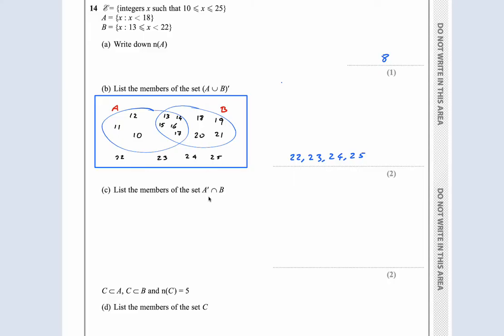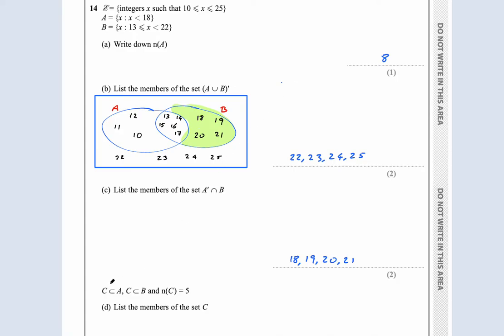Okay, what's not in A and also in B? Well, it's this situation. It's this place here. This is not in A and in B. List the members. Well, it's just this: 18, 19, 20, and 21.